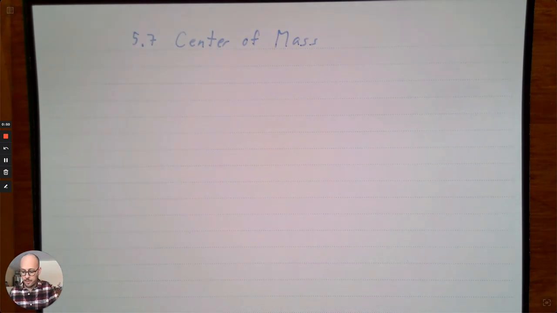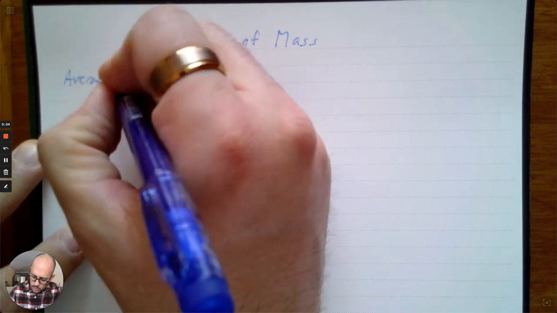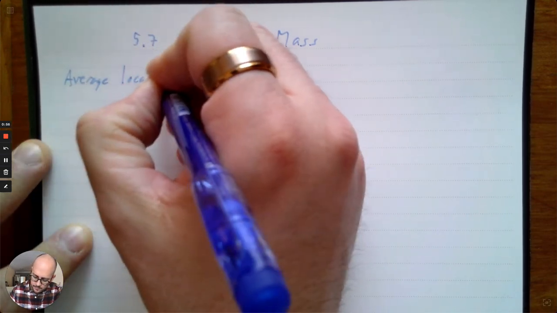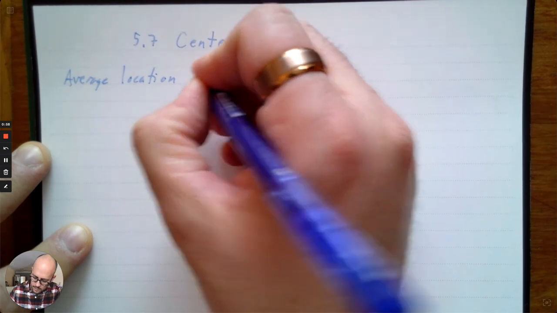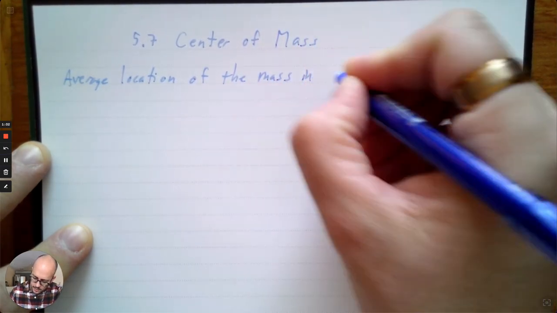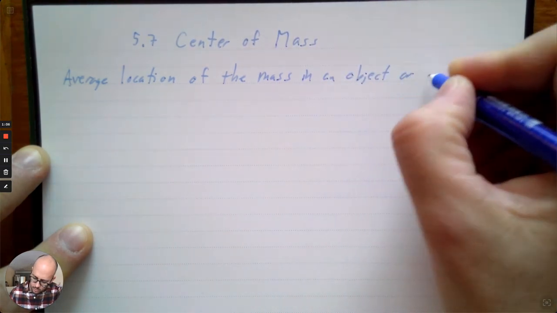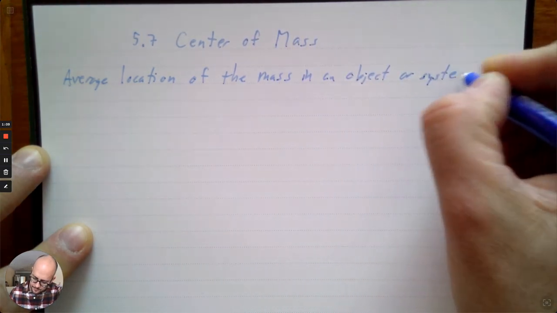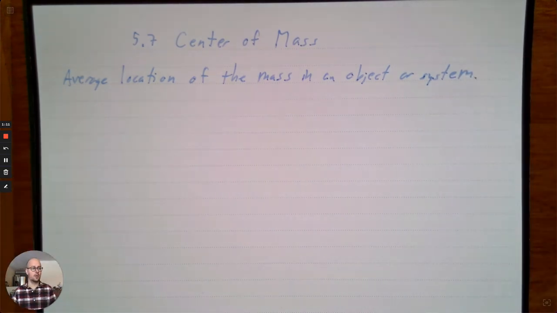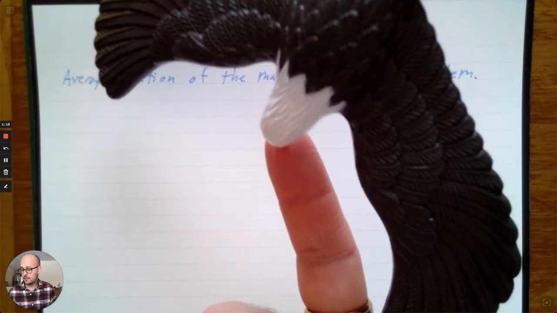The center of mass is defined as the average location of the mass in an object or system. So if we think about this object, the center of mass is the point at which you can balance something.